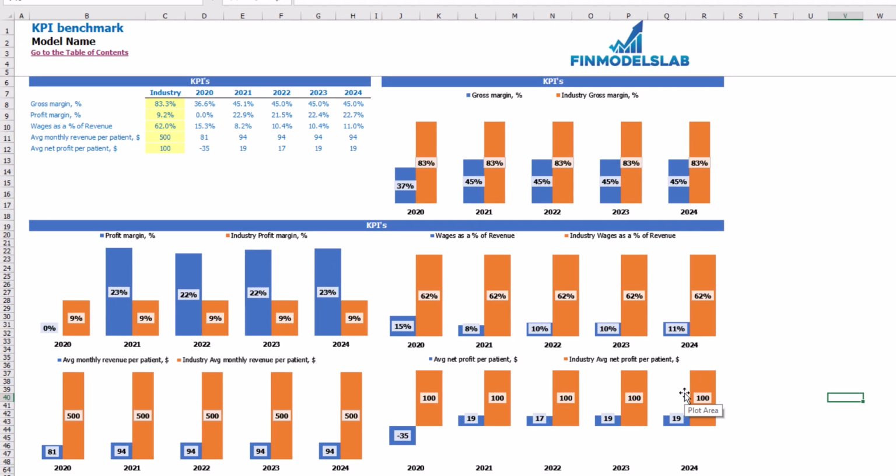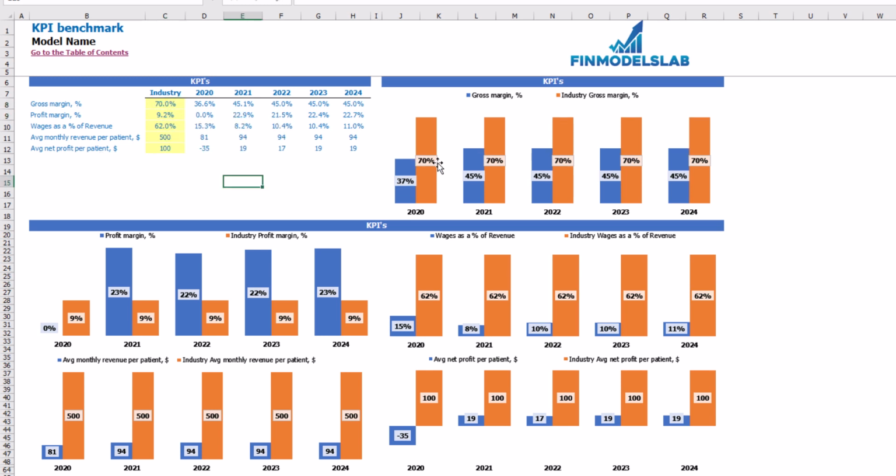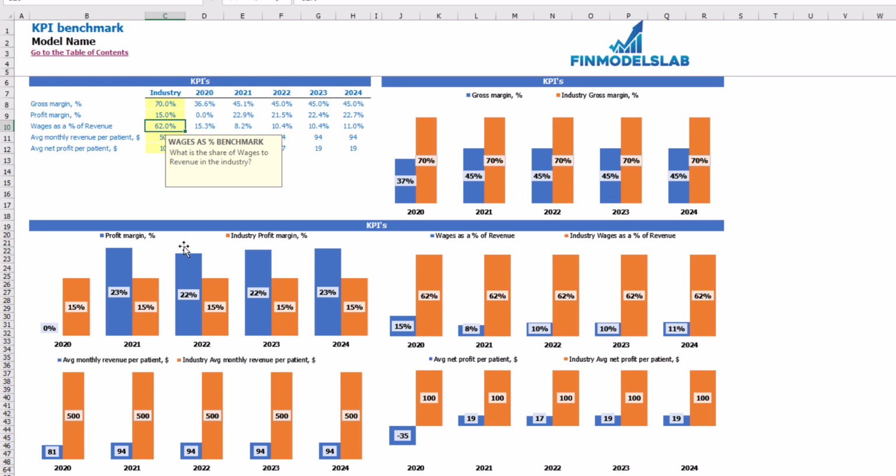On the KPI benchmarks tab, you may see 5 main industry benchmarks, which are also changeable depending on your industry, depending on your country or region. For example, in your country, the benchmark of gross margin for this business is 70%, so you may see that on the gross margin KPI tab, the industry gross margin is updated, and this also works for all other 4 main KPI benchmarks.